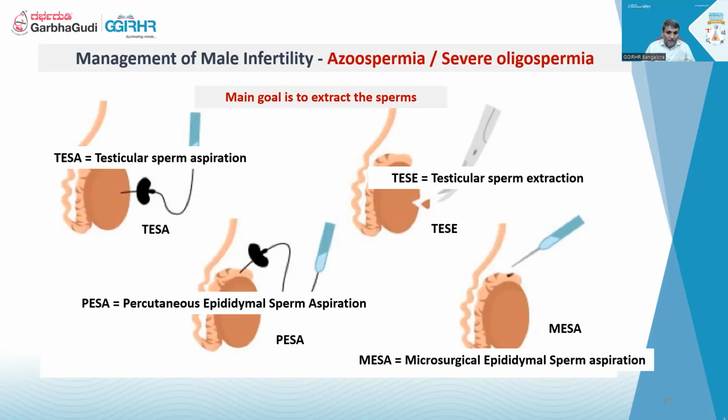TESA means, in TESA and PESA we are unable to get the sperm. We remove some seminiferous tissue from the testis, and we tease it under the microscope and hunt for the sperm. MESA means under the microscope we open the scrotum, approach the epididymis, and aspirate the sperms. So these are the treatments given for obstructive azoospermia.